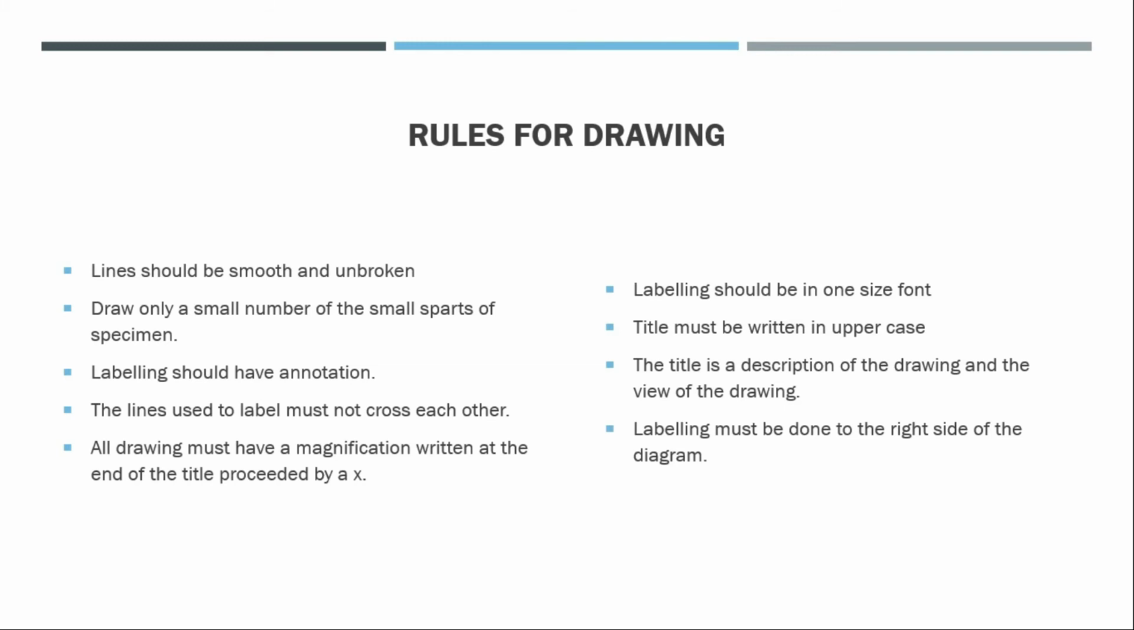Now, draw only a small number of the small parts of the specimen. So if you were supposed to be drawing a die-cut leaf that has net venation, you don't want to draw the net venation right across the leaf. You just want to draw a small portion of it to show that the leaf has net venation.